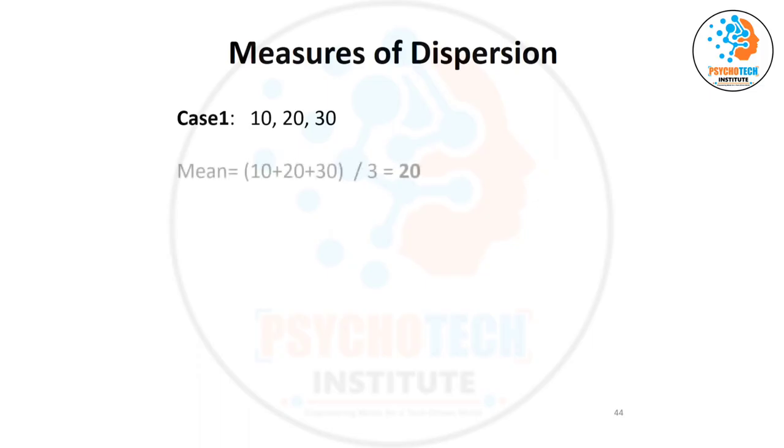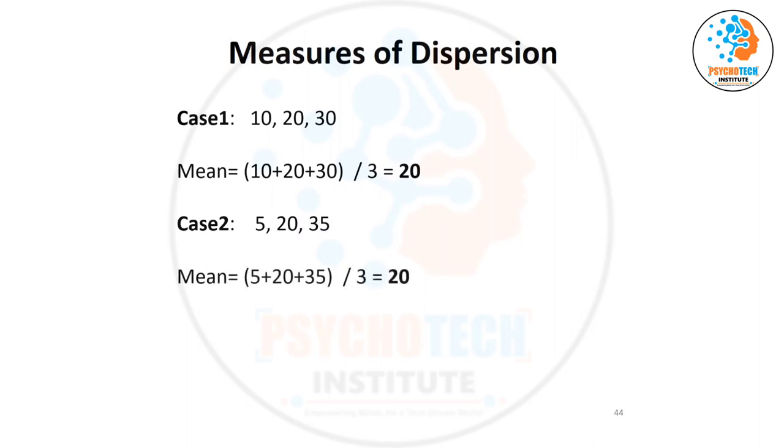I'll give you three examples, different conditions. So we have three numbers, 10, 20, 30. What is the mean? 20. 5, 20, 35. What is the mean? 20. 1, 20, 35. What is the mean? 20.